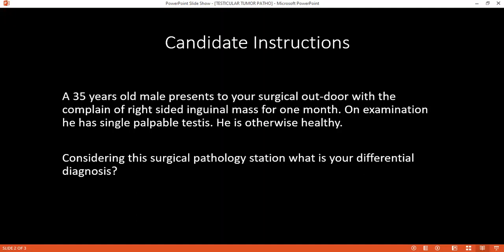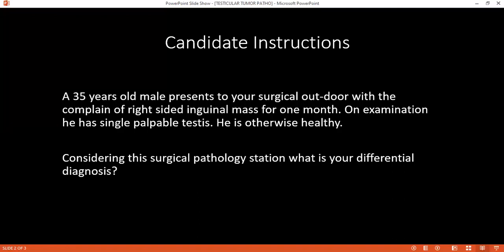Which serological markers or tumor markers are relevant for the diagnosis of this patient? The tumor markers that are specific for testicular tumors are beta-HCG, alpha-fetoprotein, LDH, and placental alkaline phosphatase.